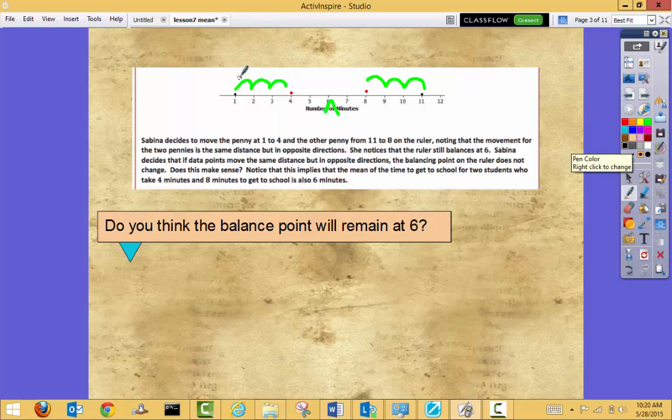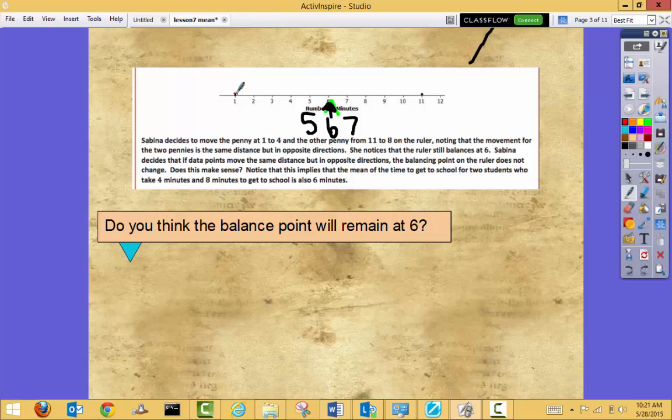So what it's asking is this: if I move the penny one spot over here and one spot over here, will the middle still be 6? Yeah, the middle is still going to be 6. What if I move my 4 to 5 and my 8 to 7? Is the middle of 5 and 7 still 6? Yeah, it's still 6. So as long as we're moving them the same amount in opposite directions, it's not going to change our middle or that mean. Notice that this implies that the mean of the time to get to school for two students who take 4 minutes and 8 minutes is also 6 minutes.